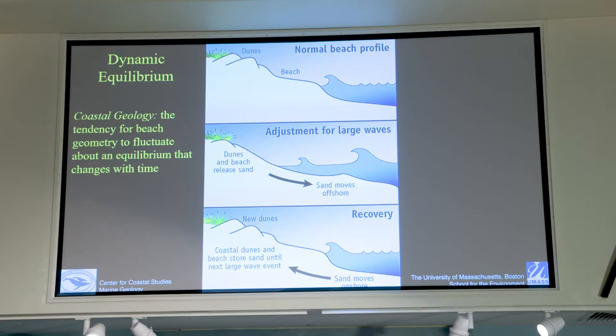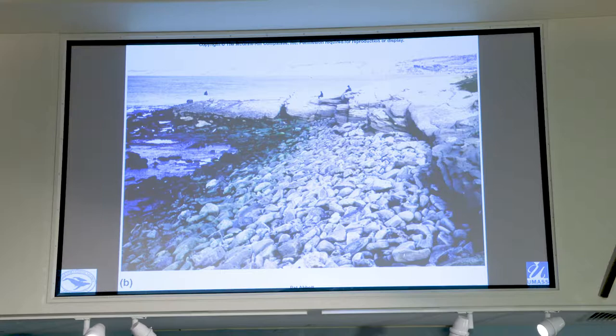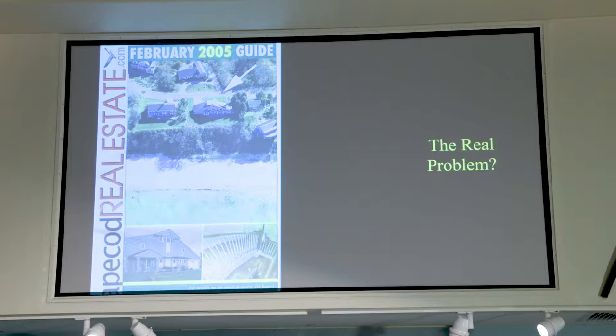This is a classic picture from a textbook. This is California, I think it's either California or Oregon. This is the winter, that's the summer, right? Same beach, perfectly natural. We let the sand erode, and then we let the sand come back. This is good, right?